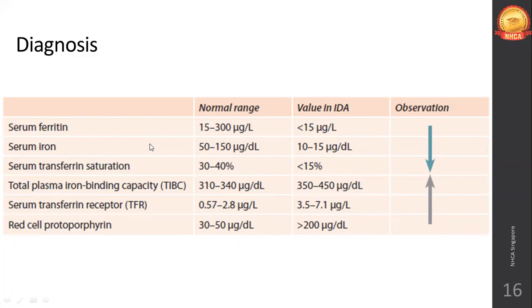You don't have to memorize this. Just understand that when you do a blood test, these are the levels that you have to look for: serum iron level, serum ferritin, serum transferrin levels, saturation levels. They will tell you what form of anemia you may be suffering from, mild, moderate, or severe.